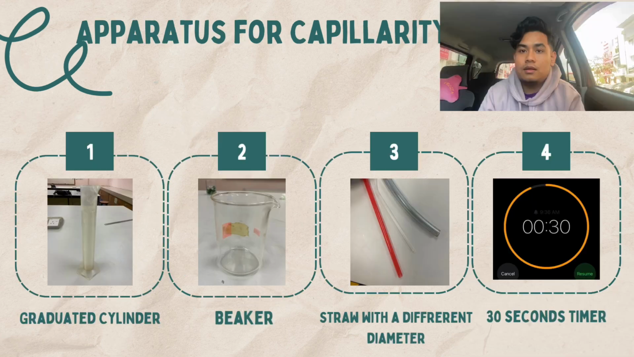Let me list the apparatus that we need for the capillarity experiment. So, in this experiment, we need one graduated cylinder filled with water, one beaker of 100 ml, 3 straws with different diameters, and a timer that we set to 30 seconds.